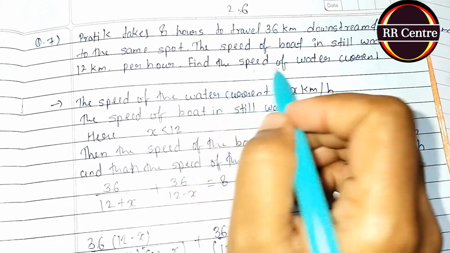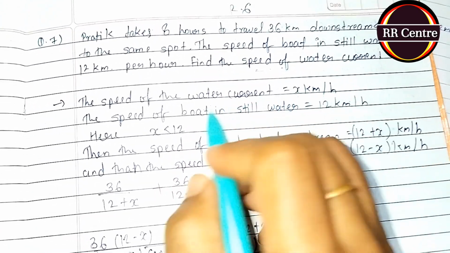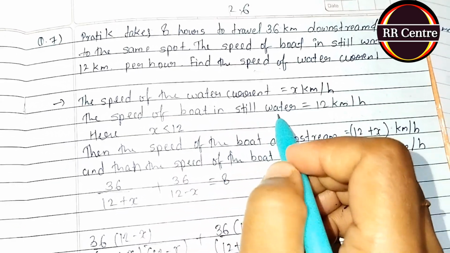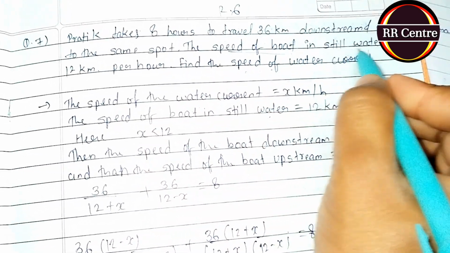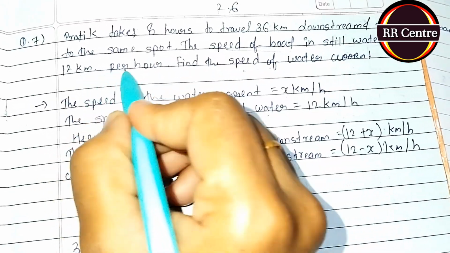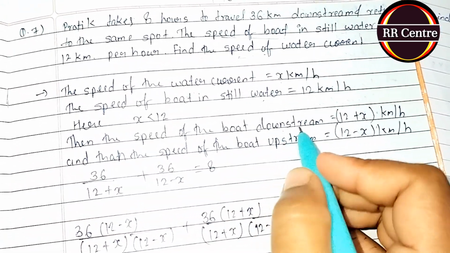So first, let the speed of the water current be x km per hour. The speed of the boat in still water is 12 km per hour, right? After that, the speed of the downstream.